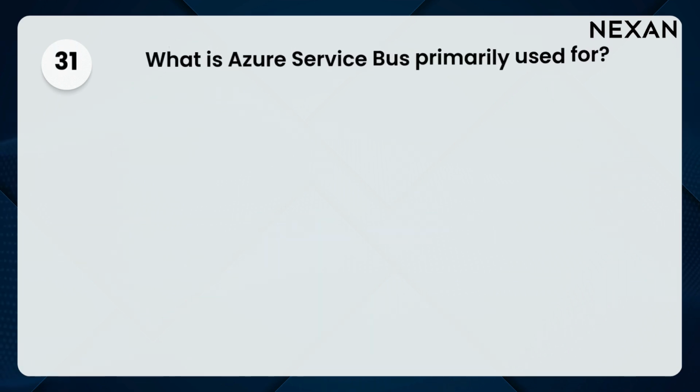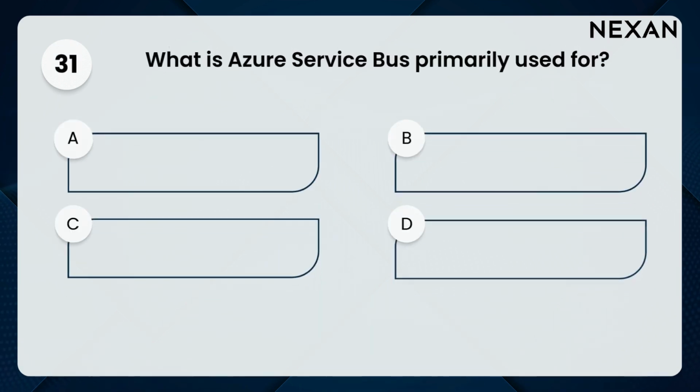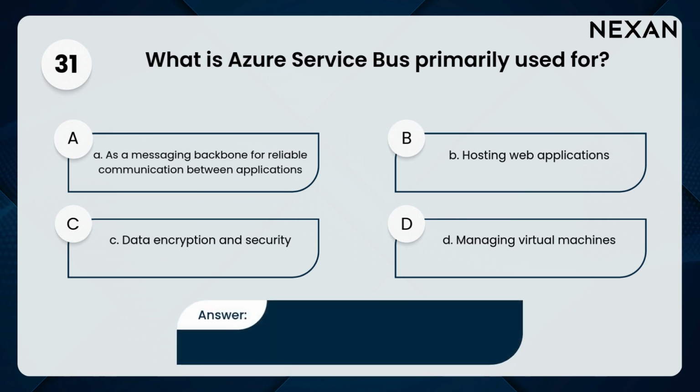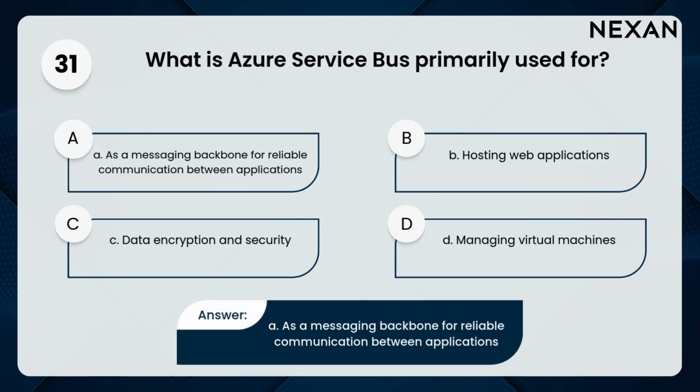31. What is Azure Service Bus primarily used for? A. As a messaging backbone for reliable communication between applications, B. Hosting web applications, C. Data encryption and security, D. Managing virtual machines. Answer: A. As a messaging backbone for reliable communication between applications.